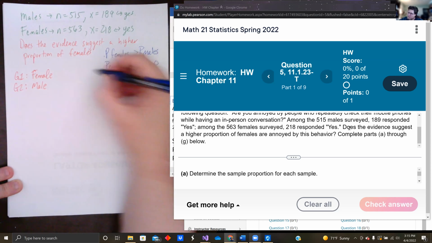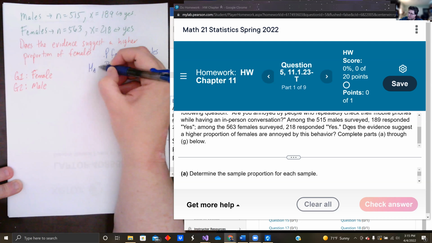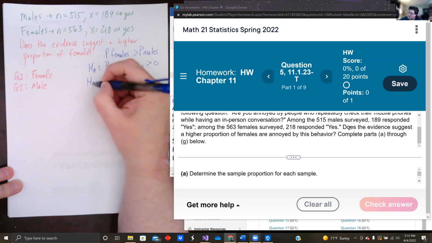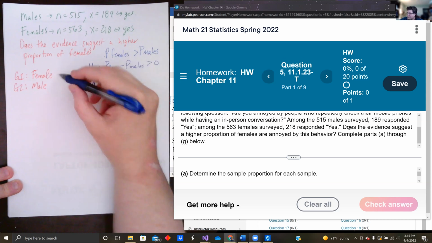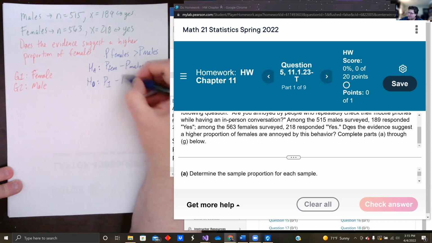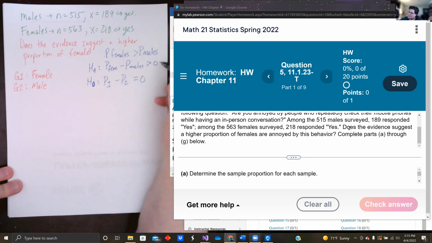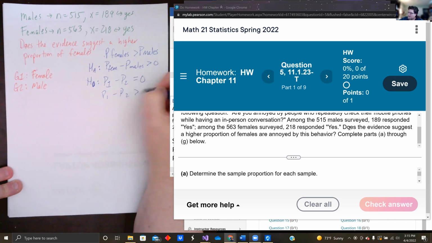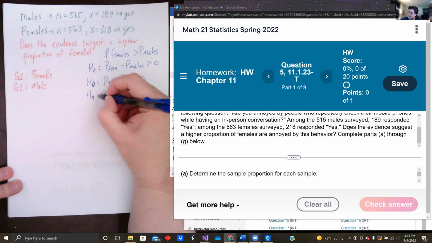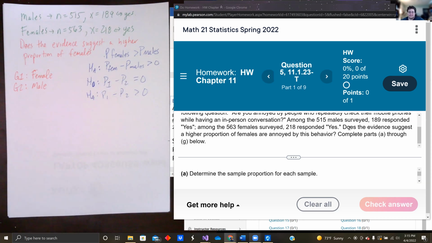So this must be my HA, and that's my H naught. So p1, females, minus p2, males, equals 0 for H naught, and then p1 minus p2 is greater than 0 for HA. So I let the sentences guide how I pick the groups so that it makes it easier to enter on StatCrunch.